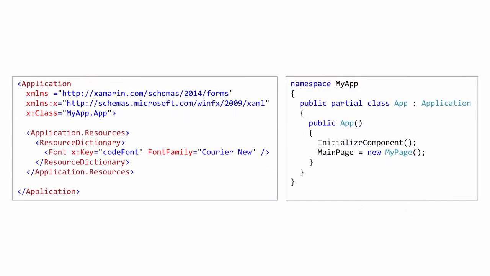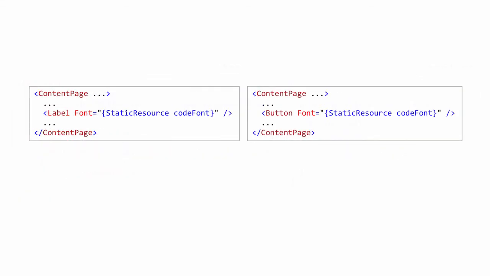To define an application-level resource in XAML, you need a XAML file associated with your app class. Currently, the project templates do not include this file, so you will have to create it manually. The file names app.xaml and app.xaml.cs are just used by convention and are not actually required. Resources that you define in your application's dictionary are available in your entire application, and you can use either static resource or dynamic resource to access them.